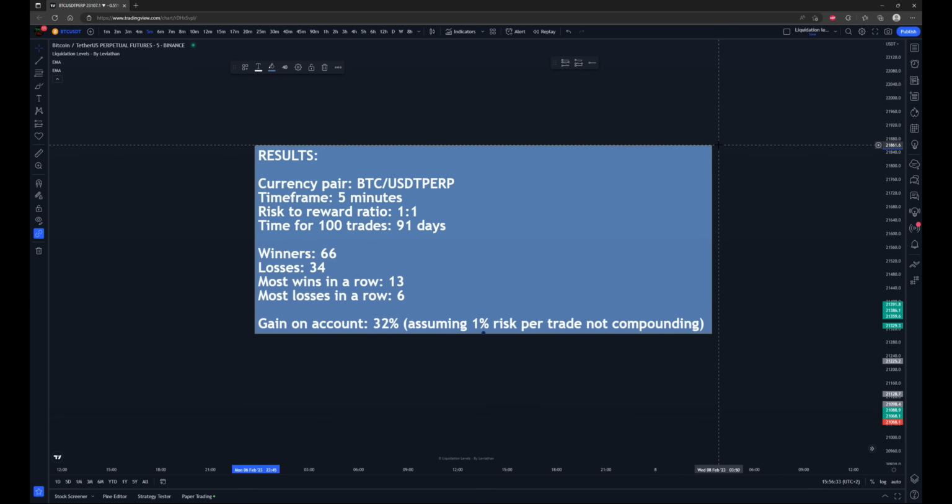All right, here's the results after the 100 back-tested trades. So let's cover it. This was tested on Bitcoin USDT perp, and it was done on a 5-minute time frame using a 1-to-1 risk to reward ratio.